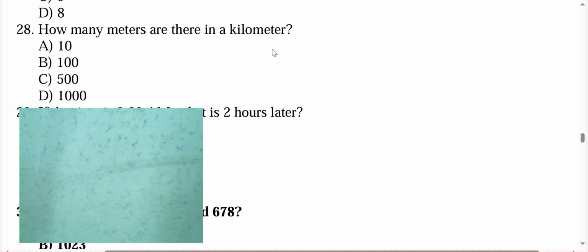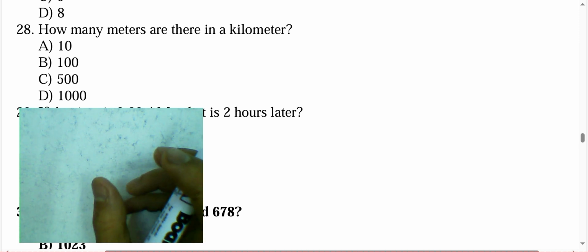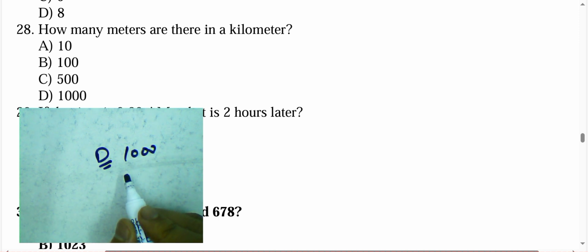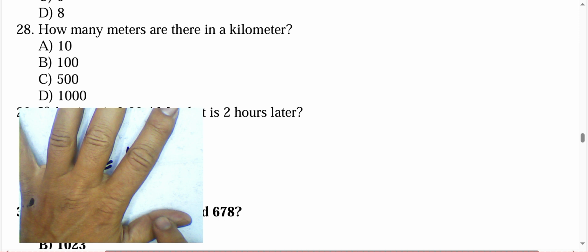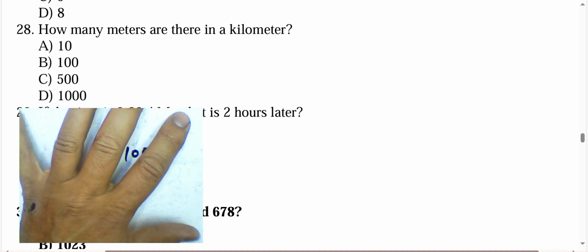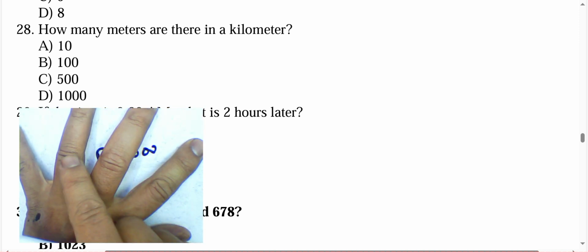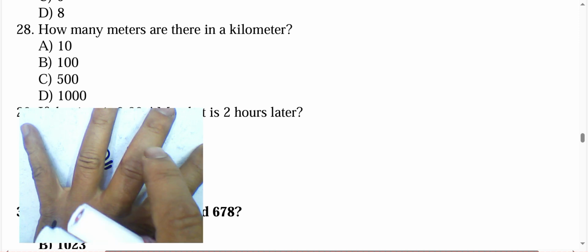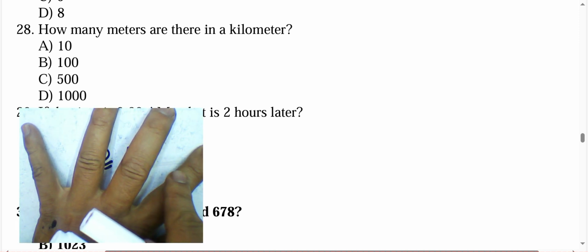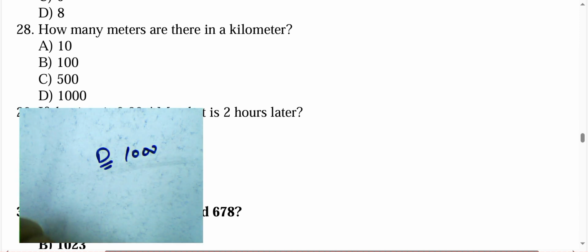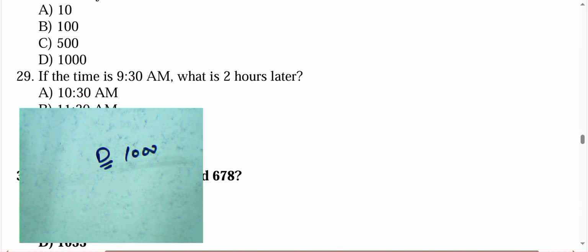28. How many meters are there in 1 kilometer? We know 1 kilometer equals 1000 meters. So you must choose letter D, because 1 kilometer equals 1000 meters. You can keep in mind, using your hand: kilometer, meter, decimeter, centimeter, millimeter. To convert from kilometer to meter, you must multiply by 1000. To convert from meter to centimeter, you must multiply by 100. From centimeter to millimeter, you must multiply by 10. So the result here will be 1000 because 1 kilometer equals 1000 meters.